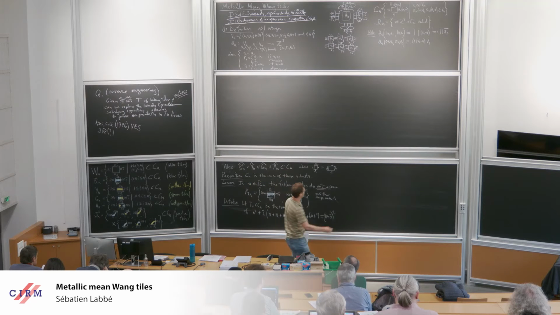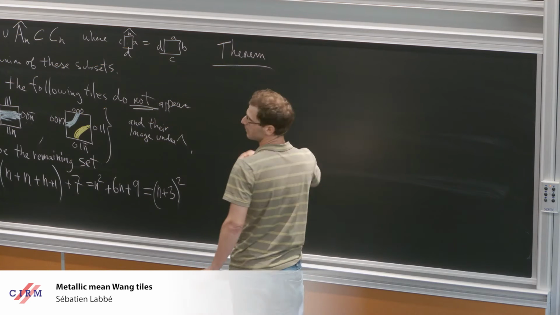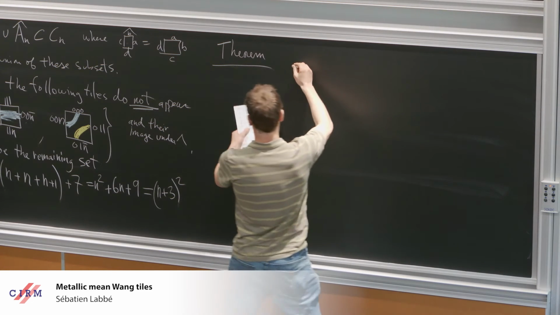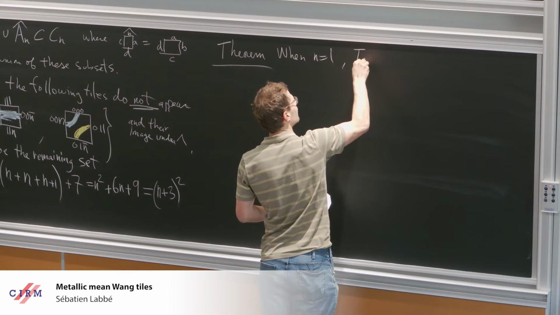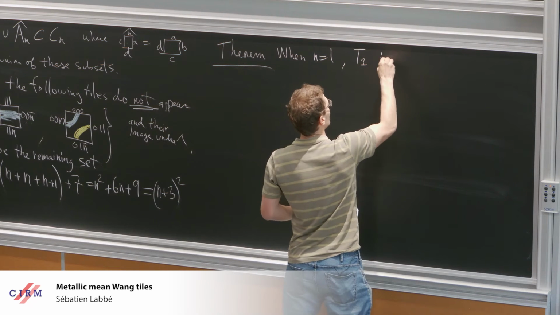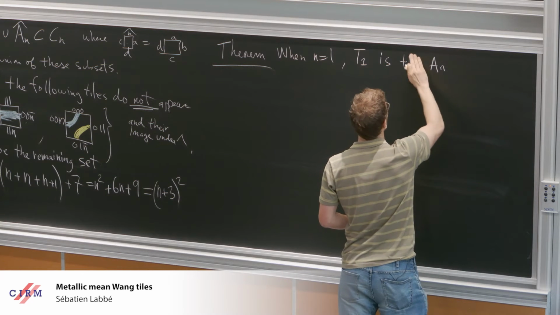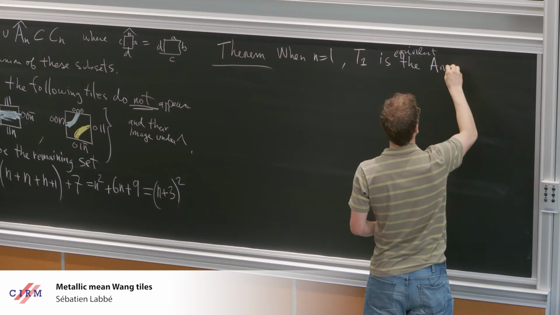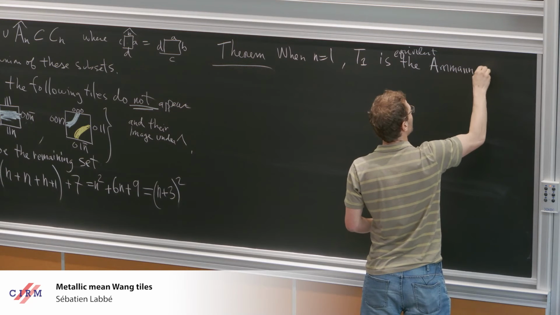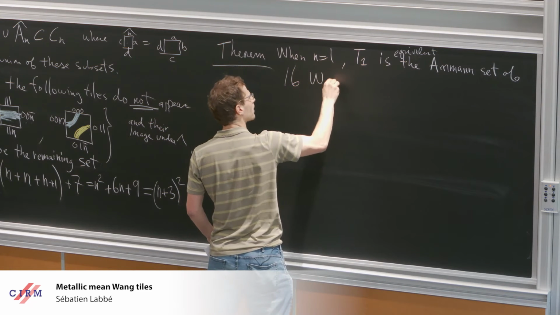So the first theorem we can show, well, it's very easy to show. We will make the proof, but it's still interesting. It is that when n is equal to 1, T1 is equivalent to the Hammond set of 16 Wang tiles.